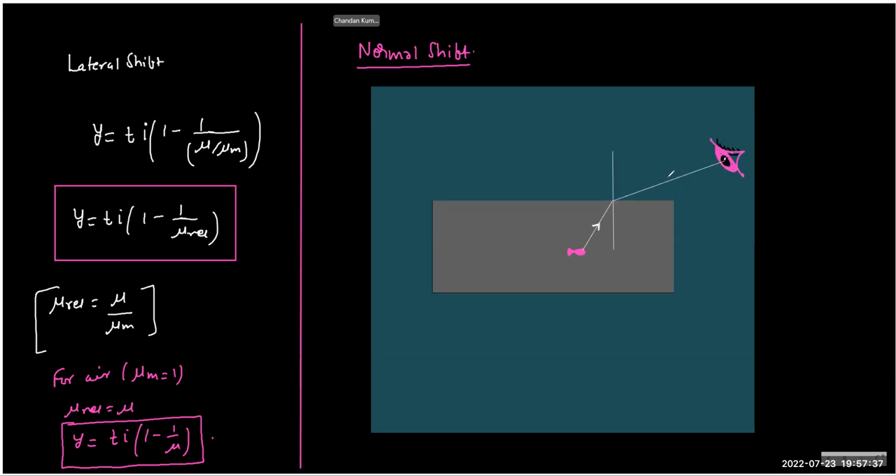Now, what do we see? Do we see the object or do we see light? Light. I have explained this. But to form the image, we need at least two light rays. So let me draw another light ray.